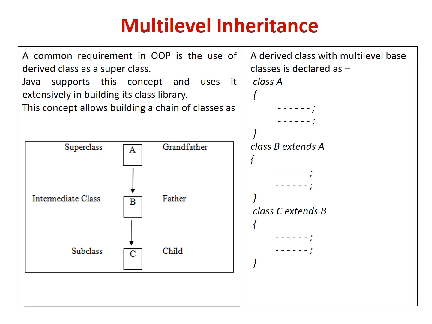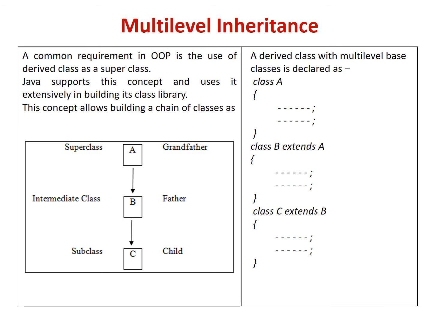C is the child class which is derived from the class B. That is, now for the child class C, B is the parent class. Whereas now B itself is derived from the superclass called A. Therefore, in this particular hierarchy we call A the superclass or the grandfather, B the intermediate class or father, and C the subclass or child.